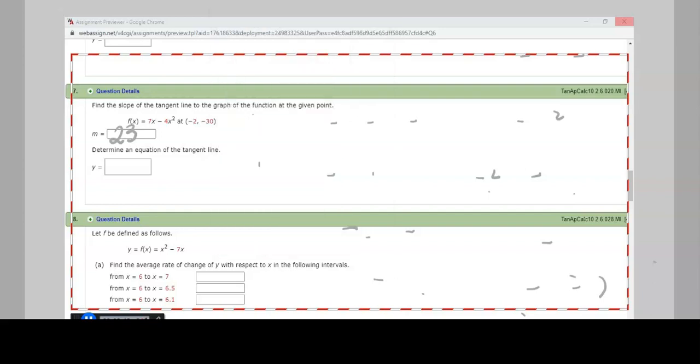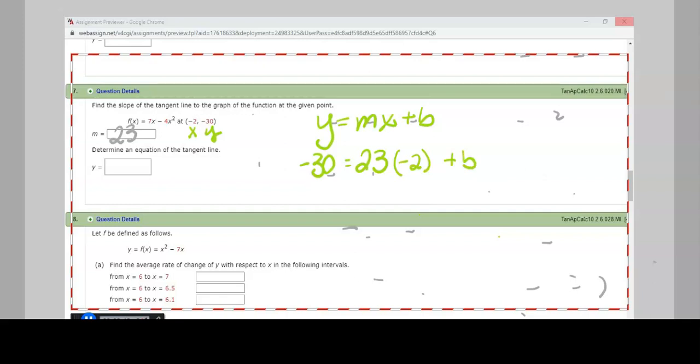All right, so do I know the slope? Yes, I do. Do I know a point on the curve? Yes, I do, because I have an x coordinate and a y coordinate. So if I have y equals mx plus b, do I have a y coordinate? Yes, it's -30. Do I know what m is? Yes, it's 23. Do I know what x is? It's -2. And then can I figure out what b is, or where my y-intercept is?